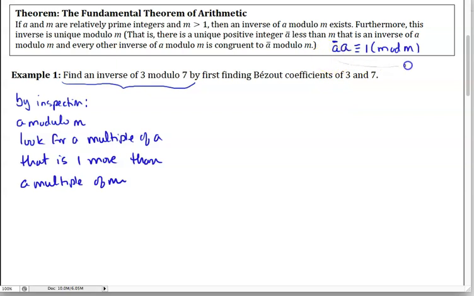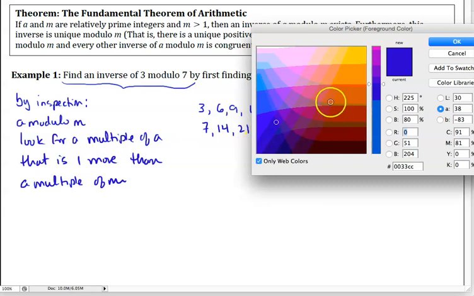And this is because we want to end with the a bar times a, inverse of a times a, to be 1 mod 7. So the difference between that multiple minus the number that we're dividing by, the m, has to be 1. That's why we want it to be 1 more than the multiple of m. So let's start listing multiples of 3. Multiples of 3 are 3, 6, 9, 12, 15, 18, 21, 24, and so on. Multiples of 7 are 7, 14, 21, and we can stop because we can spot what we need.